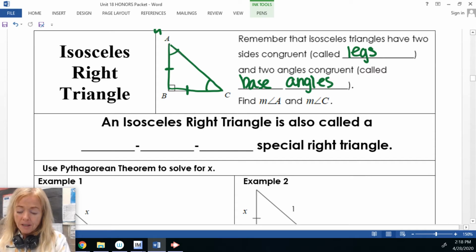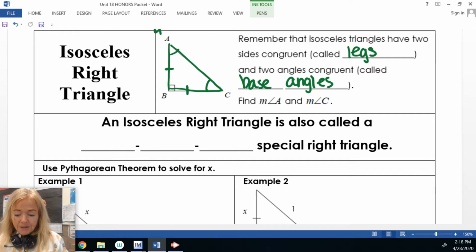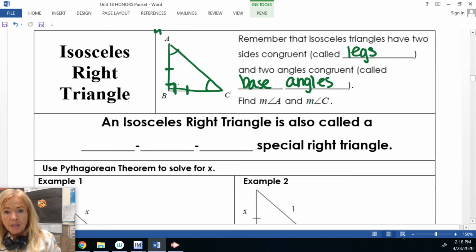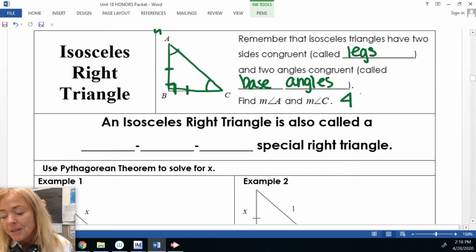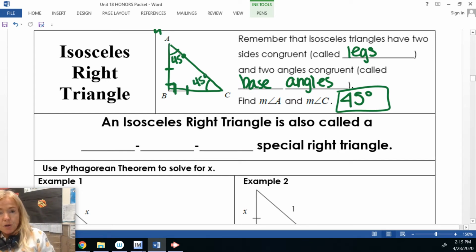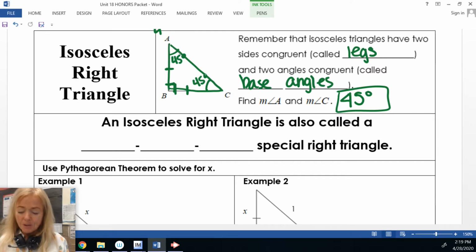So the measure of angle A and the measure of angle C have to be equal because it's an isosceles triangle. Now, that also means the two side lengths are equal. But if we have a 90-degree angle right here, the other two angles have to share 90 equally, and therefore, what would they be? They would each have to be 45 degrees, right? And they're the same. So this would have to be a 45-degree angle, and this would have to be a 45-degree angle if it's an isosceles right triangle, because they're equal and they share 90. So 90 divided by 2 is 45.